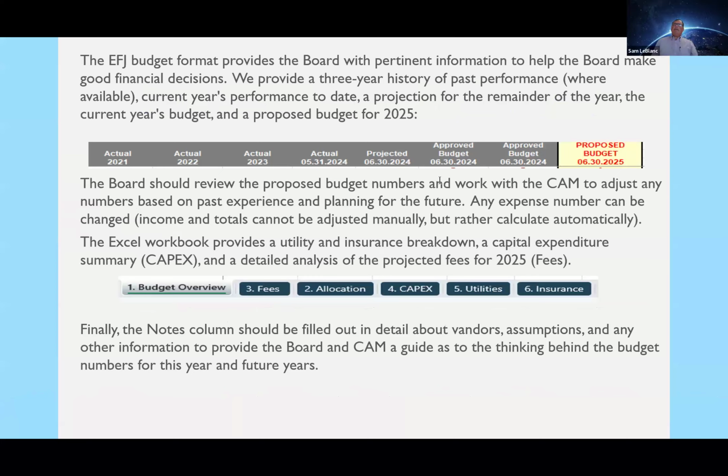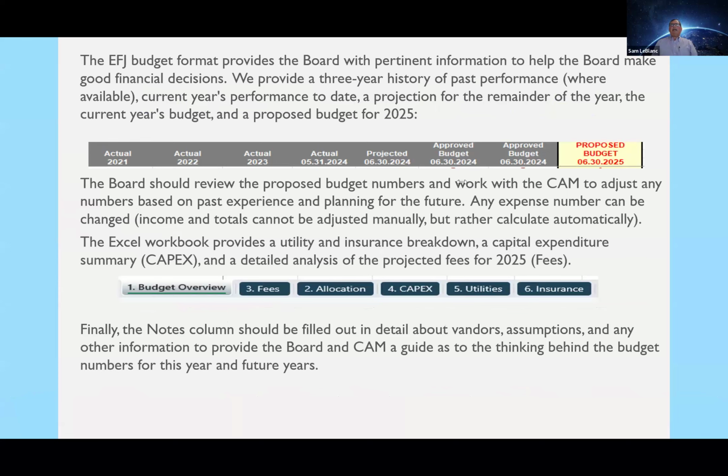Okay, a little bit here in the nitty gritty, but this is just to give you an idea of some of the format, what you can expect to see. So our format provides the board with pertinent information to help the board make good financial decisions. We give you a 3-year history of past performance. We give you the current year's performance to date and a projection for the remainder of the year. We also give you the current year's budget and then a proposed budget for 2025. So these are kind of the columns that you're going to see.